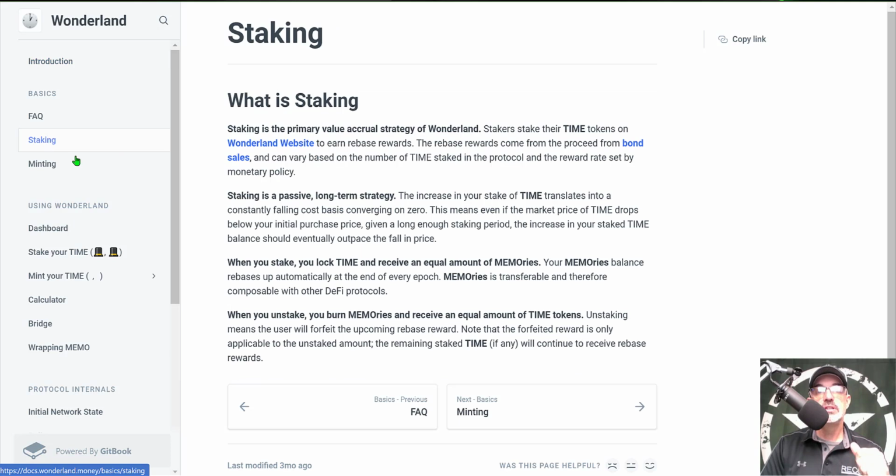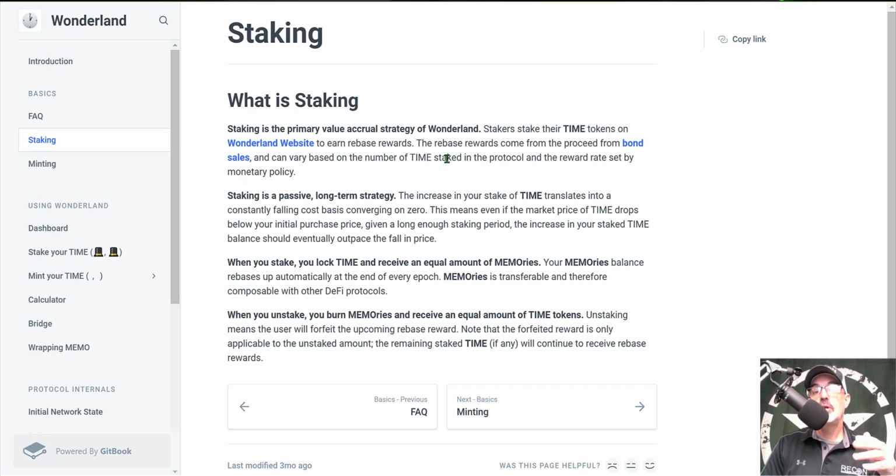I will jump over here to the staking tab, and I'll touch on what they consider to be the strategy for staking, and that is the primary value accrual strategy of Wonderland. Stakers stake their time tokens on the Wonderland website to earn rebase rewards. The rebase rewards come from proceeds from bond sales, which you'll want to look at.